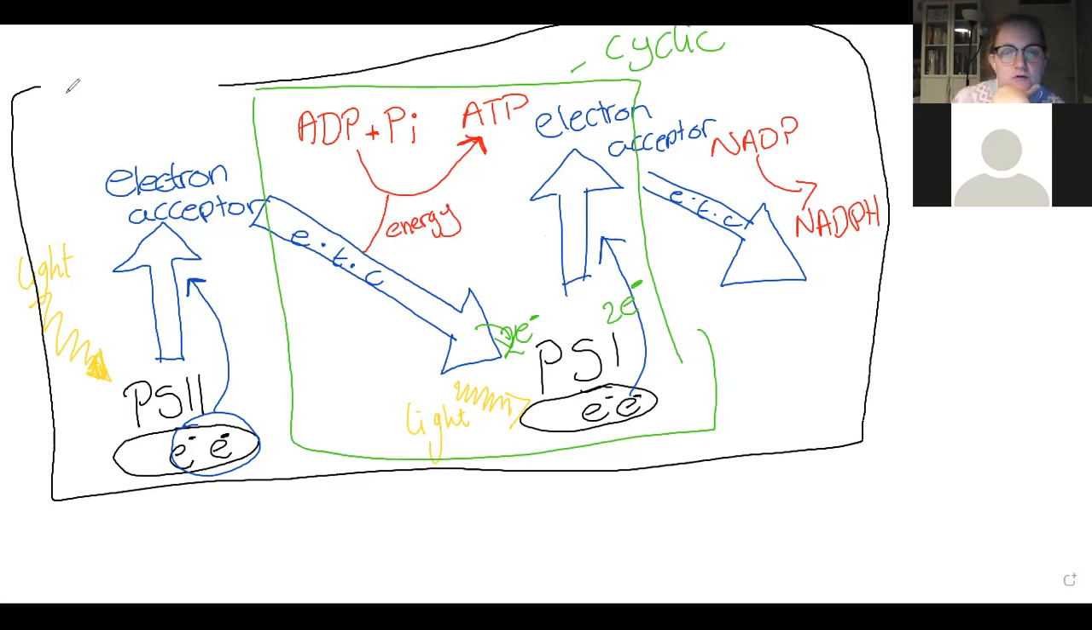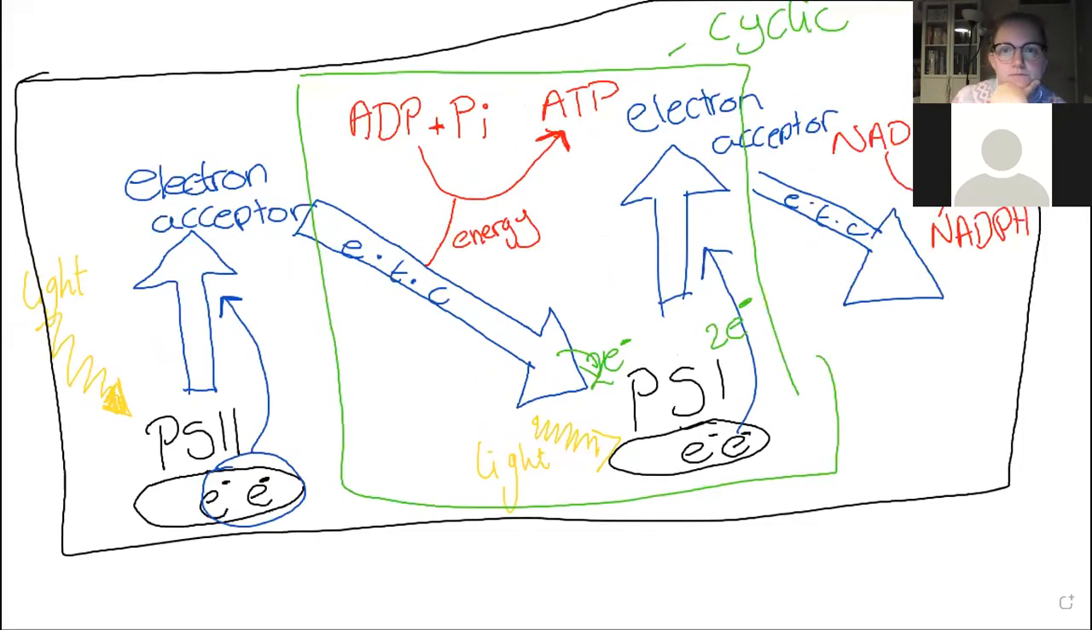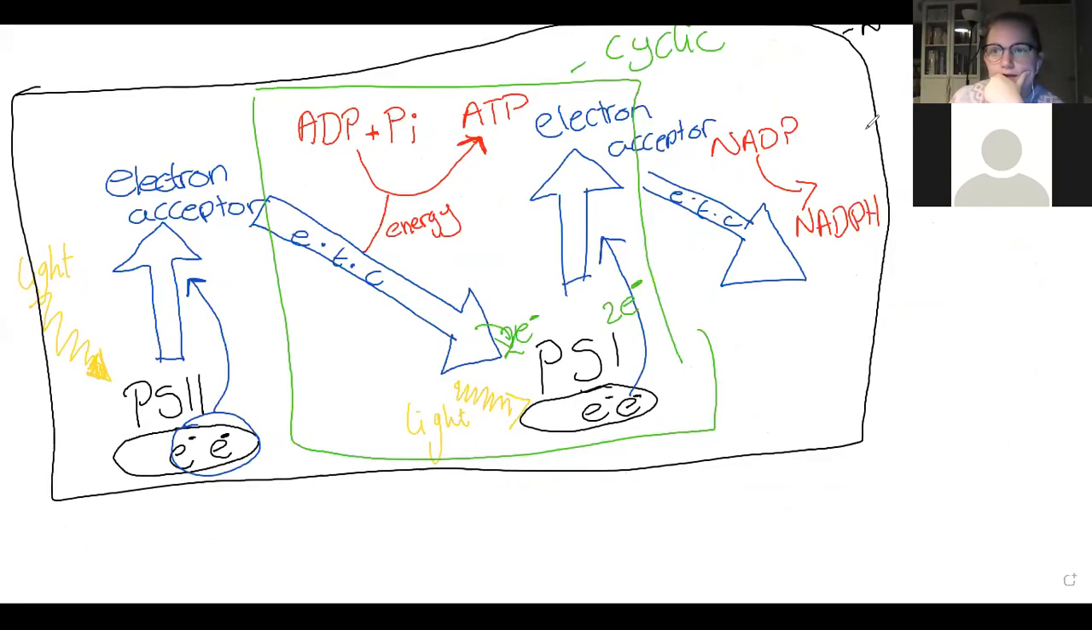This does not cycle. Oops, I've just moved the whole screen. What am I doing? That is non-cyclic because those electrons cannot be replaced down here, so that can't just keep happening by itself. There's one extra bit that we haven't added on here.